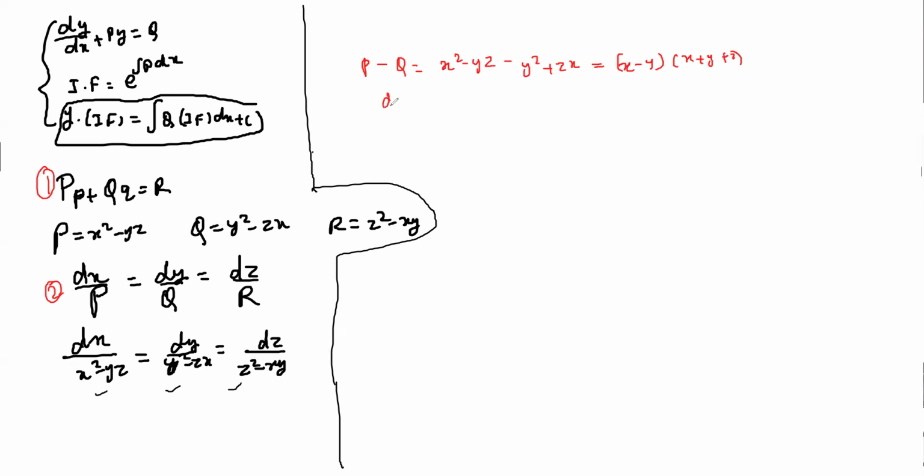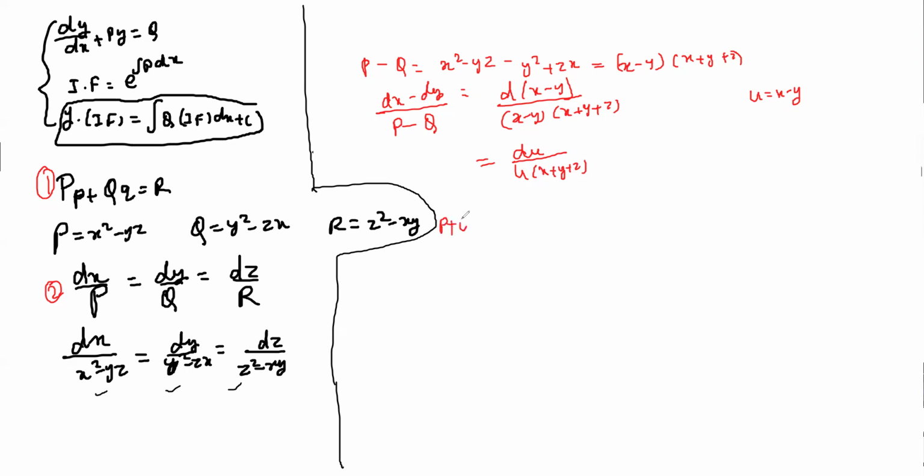Okay. So you can write dx minus dy upon p minus q. So dx minus dy upon x minus y, x plus y plus z. If you consider x minus y is equal to u, so what you can write is du upon u, x plus y plus z. Now this is the first equation.